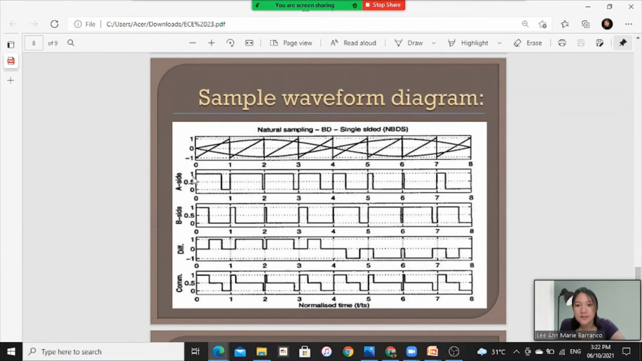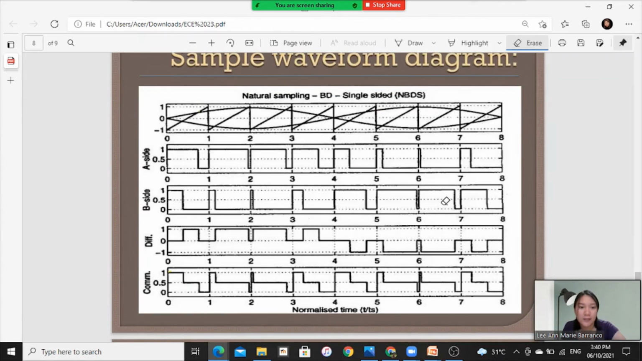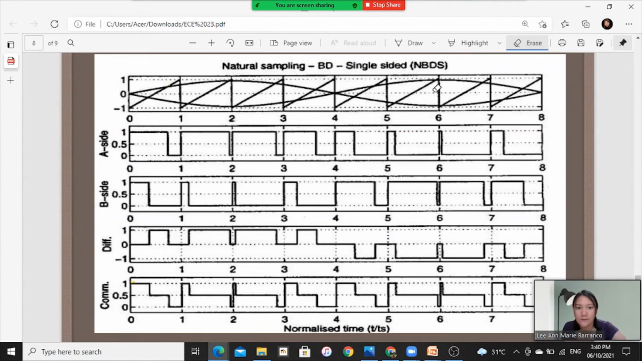Now, this is what I mean. This is side A, and this is the B side. This is the differential mode, and this is the common mode of the digital signal. This is a sample waveform diagram of NBDS. We are going to read this input signal by basing on which is higher, the sawtooth or the analog waveform.